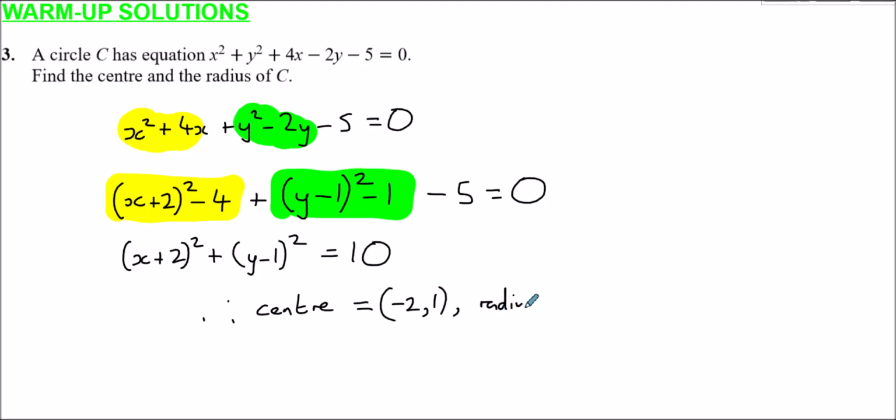And the radius of a circle is just going to be the square root of this value here at the end. So the radius is going to be root 10. And so that's that one completed. Let's have a look at question 4, the final one of the warm-up.